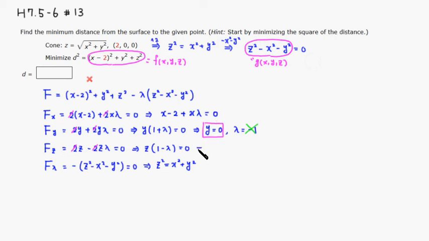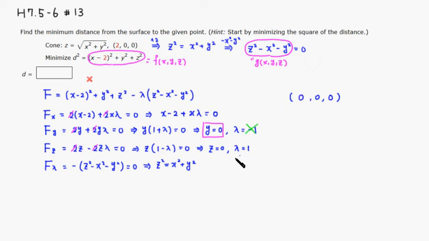Then we have two possibilities here: z is 0 or lambda equals 1. If z equals 0 and y is already 0, then of course x is going to be 0. So this is one of the critical points.